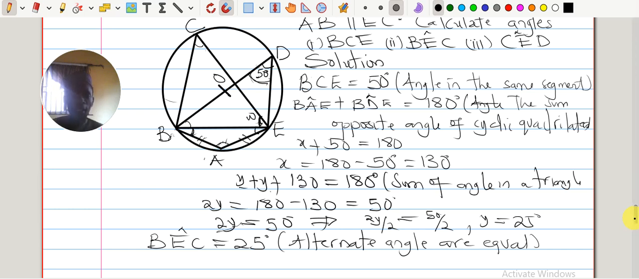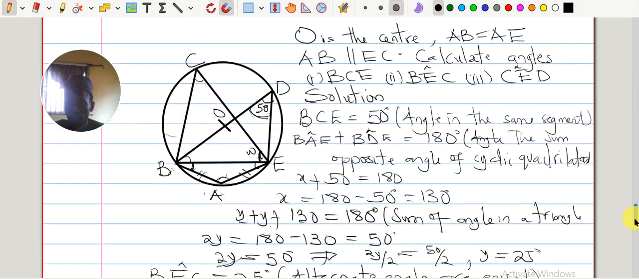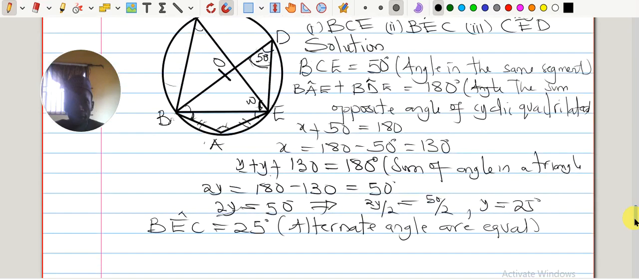That's that. Now, the next thing you want to determine is CED. This question is step by step. Don't rush yourself, okay? One thing about circle geometry, you need to understand the principle: theorem 1, theorem 2, up to this theorem. Now to determine CED, what are we going to do?